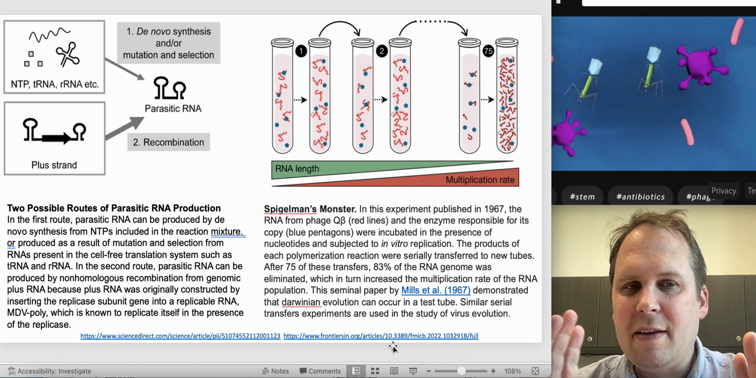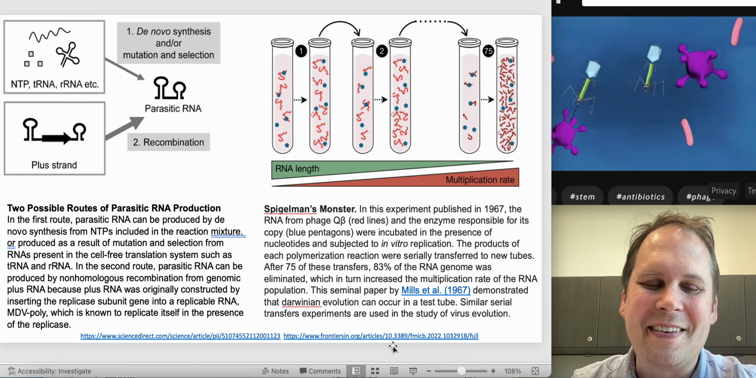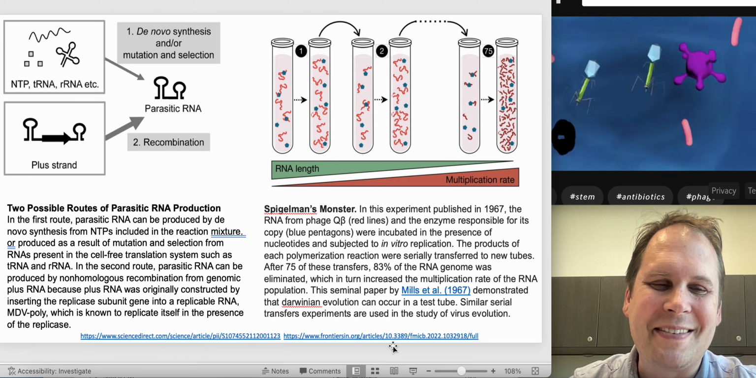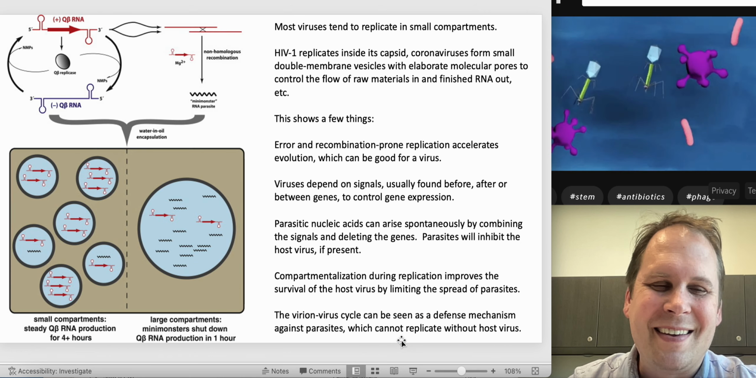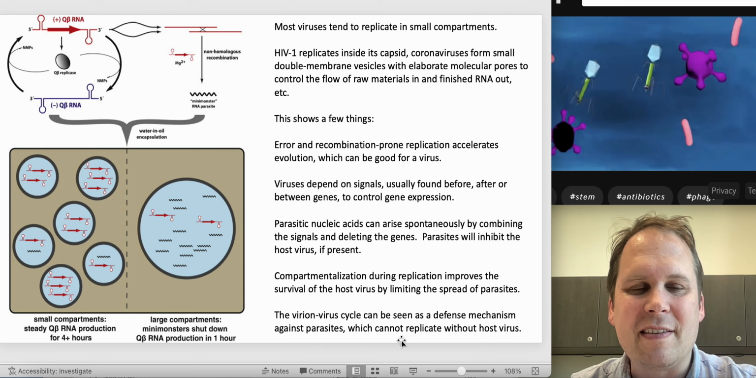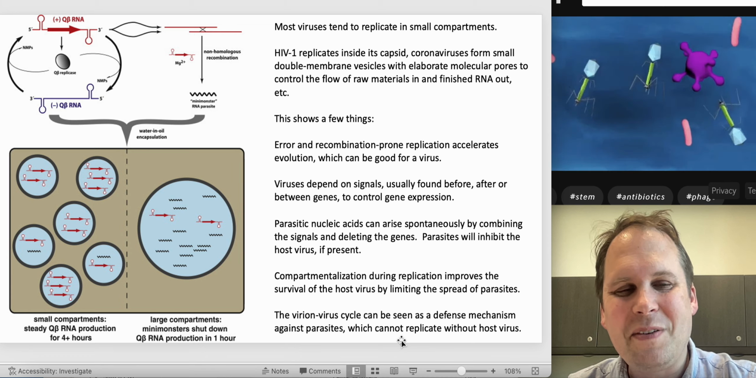All right, so we're going to pause this section, and then we're going to go into the really weird stuff, and the really weird stuff is honestly the best stuff. So we're going to talk about Spiegelman's monster. We're going to talk about compartmentalization. We're going to talk about the origin of viruses a little bit. We talk about this again later in the class, but stay tuned for part 3.